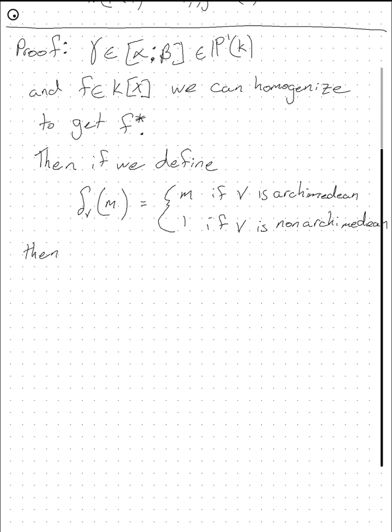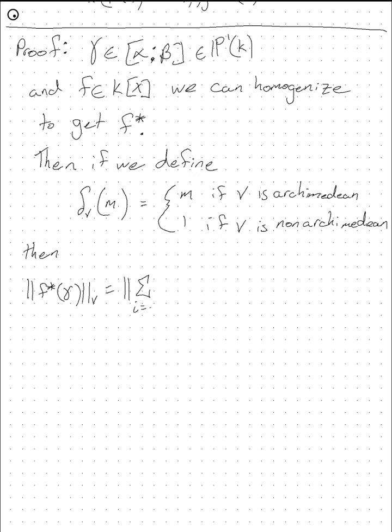So then I want to call this the magnitude of f star evaluated at gamma. It is equal to, let's see, the sum from i equals 0 to d of the coefficients of f times alpha to the d minus i beta to the i, and this is less than or equal to the number of terms, which is our delta nu of d plus 1.